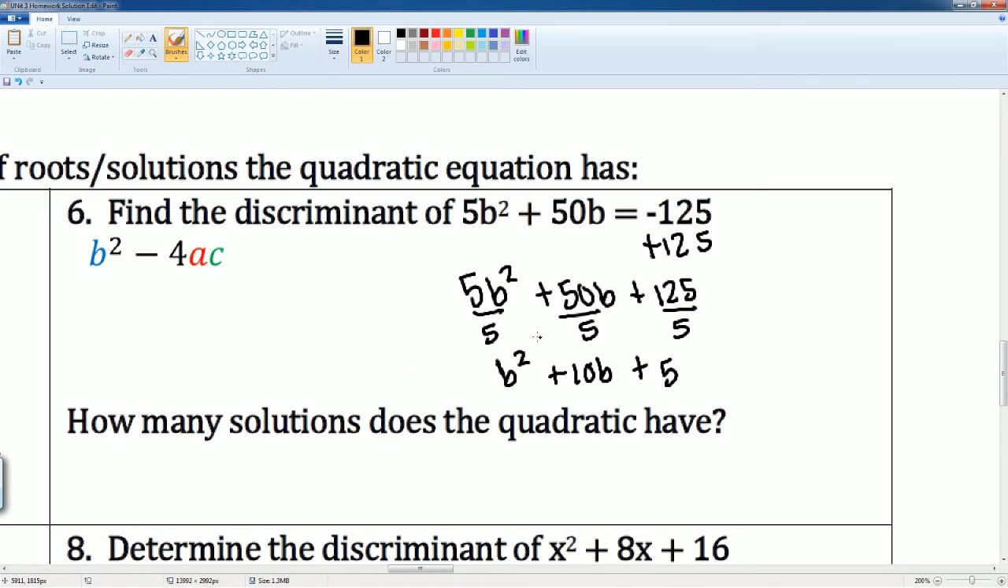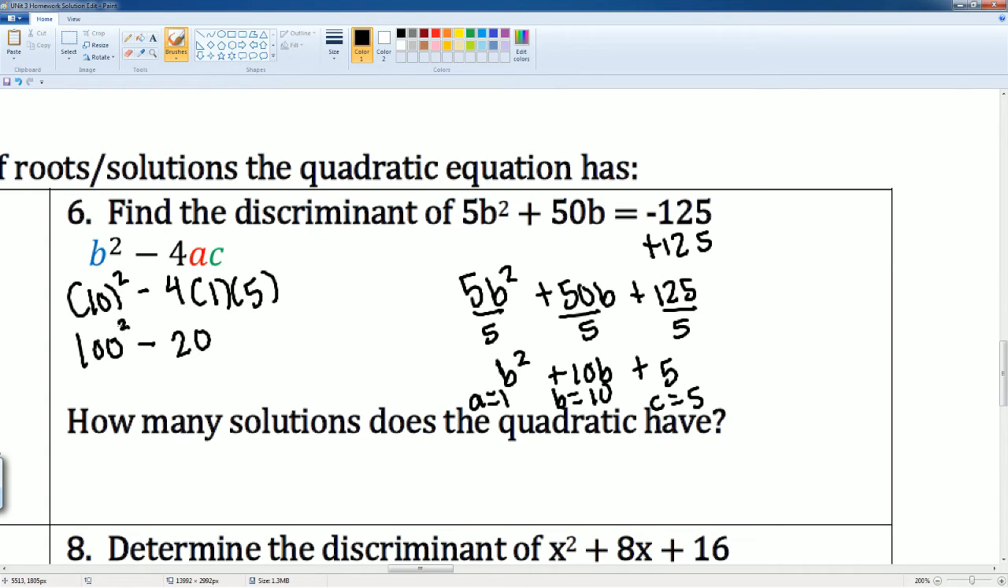So now we know that a is equal to 1, b equals 10, and c equals 5. So we plug it in here. b squared is 10 squared minus 4, a is 1, c is 5. So 10 squared is 100, minus 4 times 1 times 5 is 20. 100 minus 20 should be 80. Do you see how this is positive? So this is greater than 0. So this means it has 2 solutions. The discriminant is greater than 0.